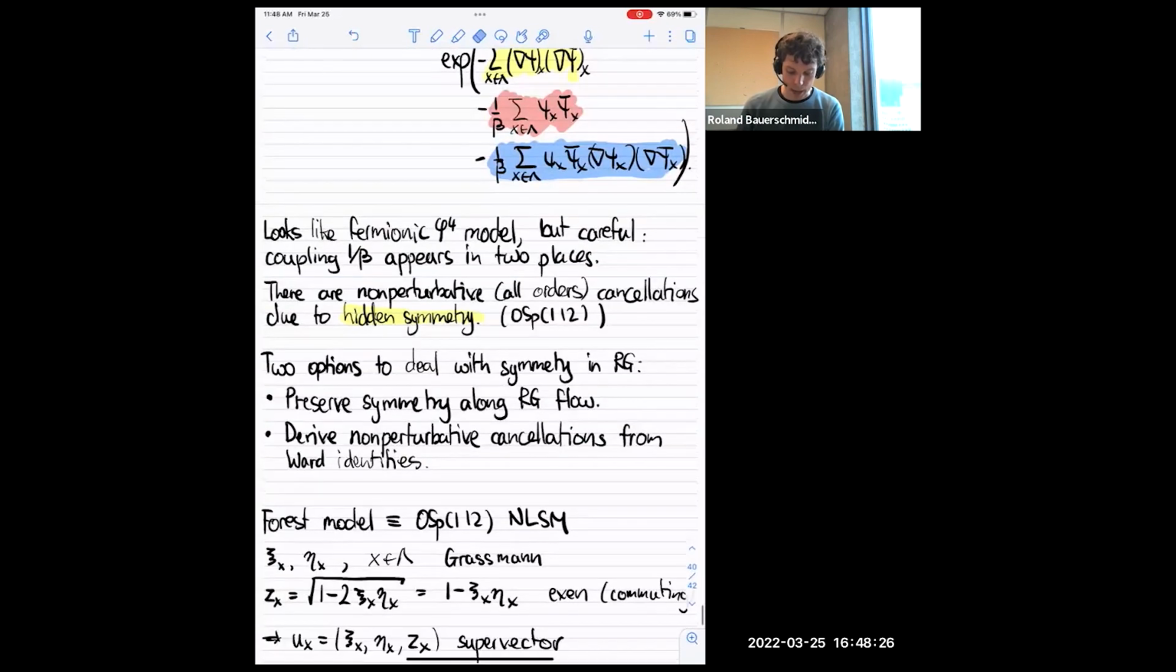So that's what I mean by: if we proceed in this way, we do not preserve the symmetry along the flow. Instead, what we do is we have to use these constraints imposed by these identities to restore the symmetry in the end.